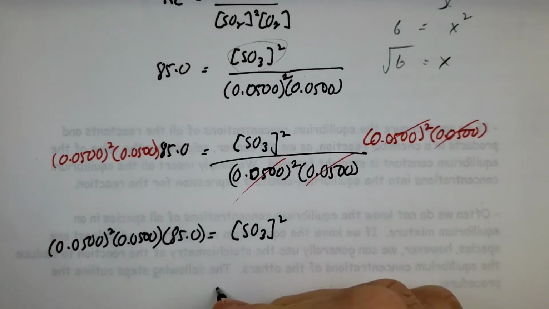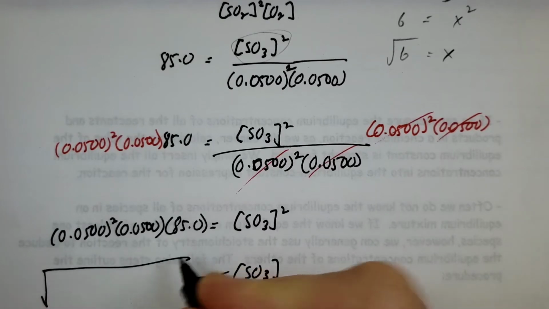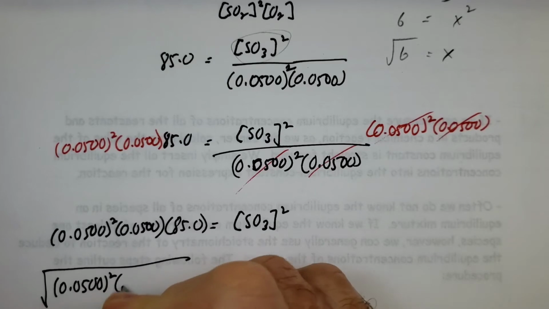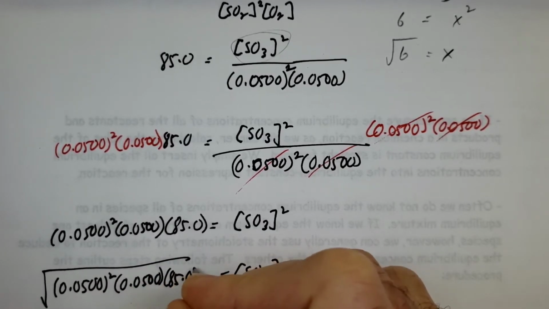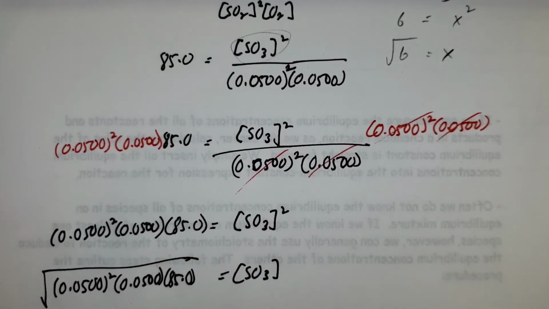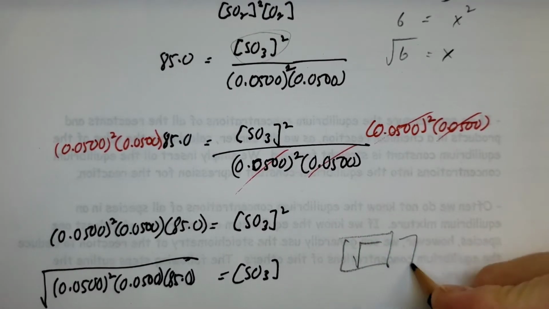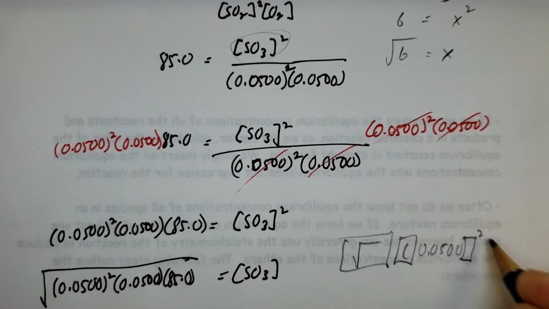Square root each side, and I'll end up with the concentration of SO3 equal to the square root of all of the right-hand side. Please run this through your calculator to make sure you're doing it right. So square root, and you could start a bracket. Be careful with your square root button, because quite often if you type in square root, start bracket, then this part, 0.0500 end bracket squared, then you start another bracket.